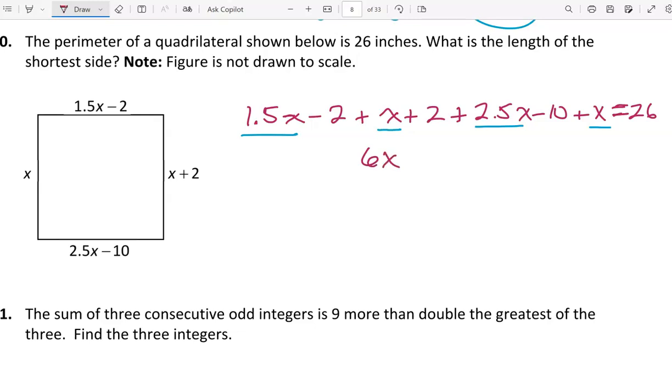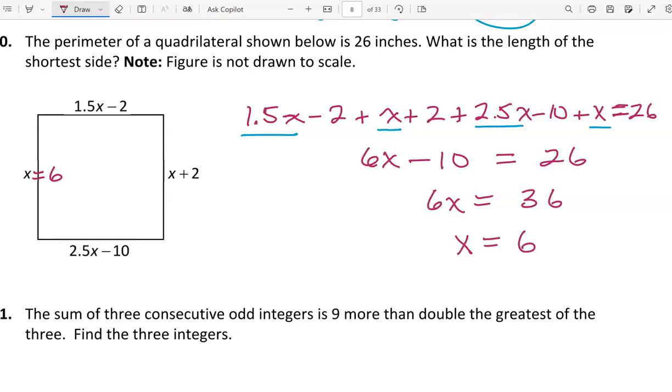And then we have also like terms minus 2 plus 2 and minus 10. So that gives us a total of 6x minus 10 equals 26. Adding 10 to both sides, 6x equals 36, or 6 times x equals 36. Dividing by 6, x is equal to 6. Now we're going to go back and find the length of each of the sides. So x is 6.